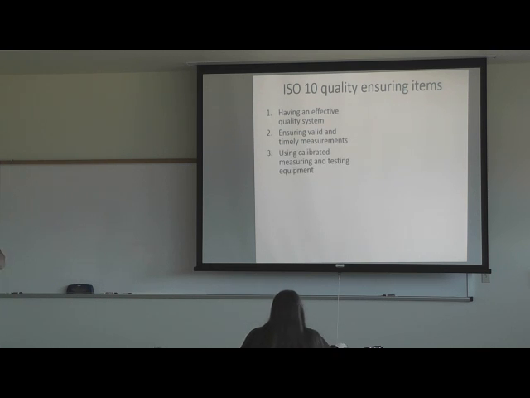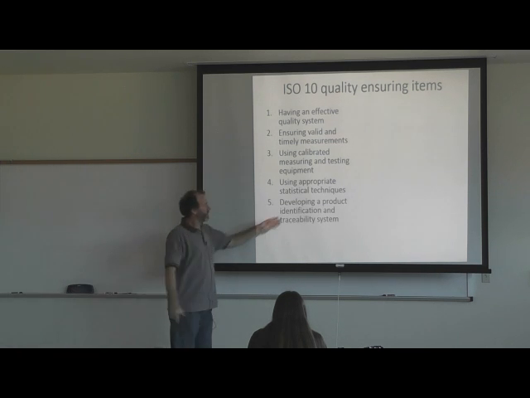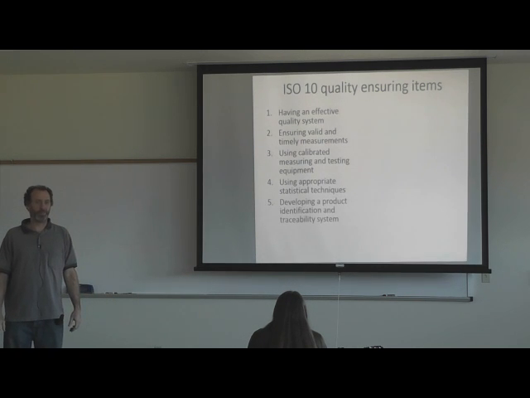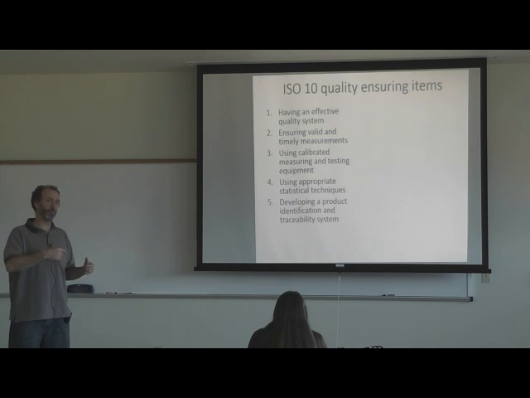Using calibrated measuring and testing equipment. If you're testing equipment, that stuff has to be calibrated, right? And measuring. Appropriate statistical techniques. If you don't use the appropriate statistical techniques, you're going to come to invalid conclusions, right? Developing a product identification and traceability system. So, what does that mean? Like the numbers on the pipettes. Yeah, like the numbers on the pipettes, or for materials, the lot number, so you can trace it back to the materials that you use. So if there is an issue, you can say, oh, it was because of this material, we have to throw everything out that was made with it, right?